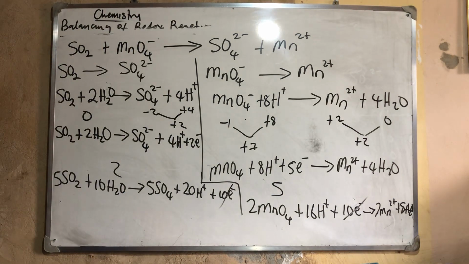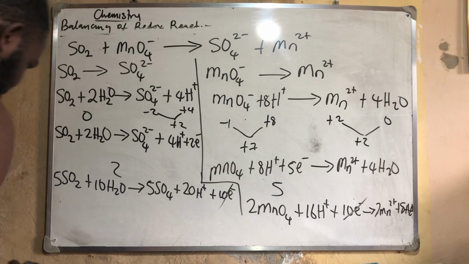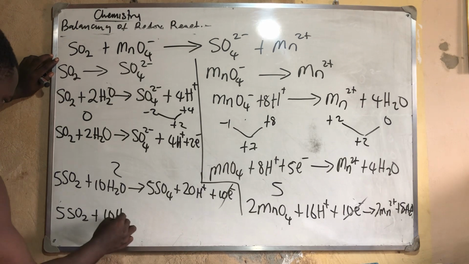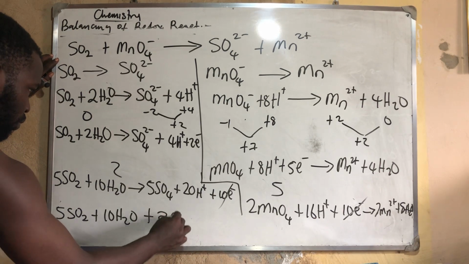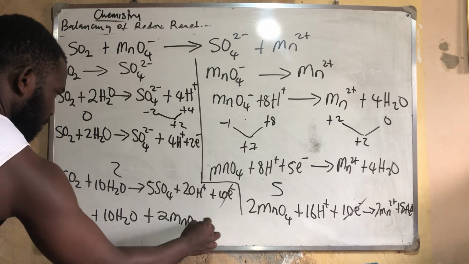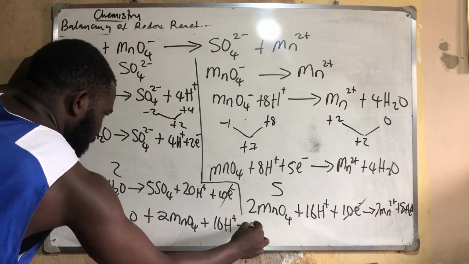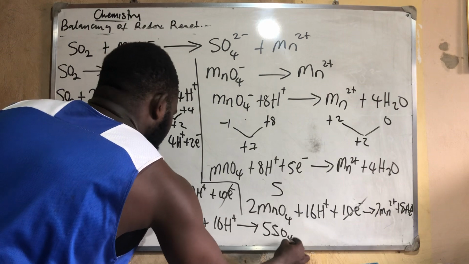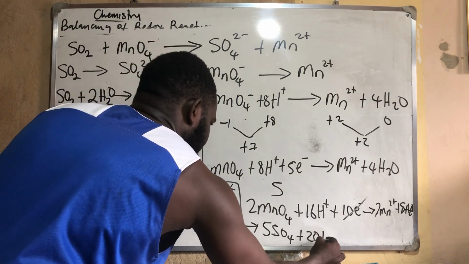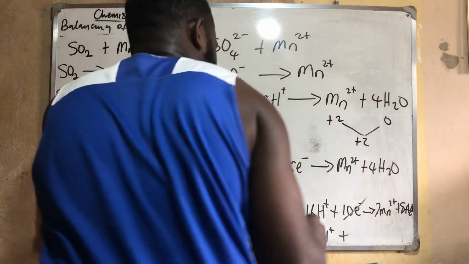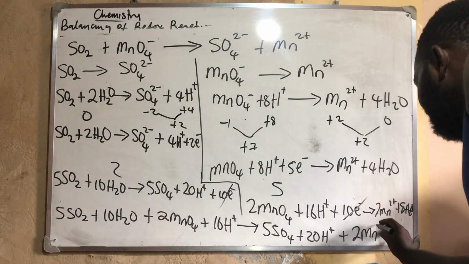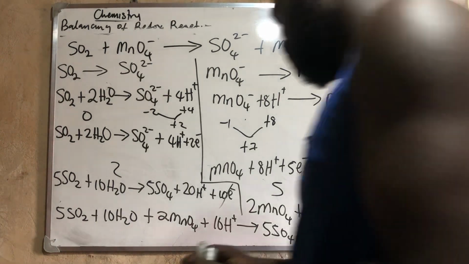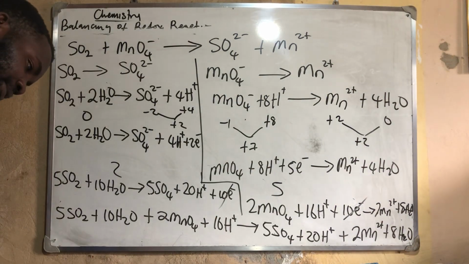So now bring reactant to reactant and then product to product. So I have 5SO2 + 10H2O + 2MnO4⁻ + 16H⁺ to give 5SO4 + 20H⁺ + 2Mn²⁺ + 8 molecules of water. Okay, so that is that for that.